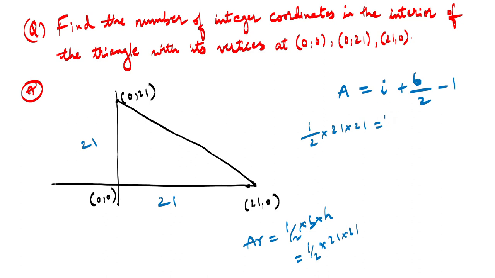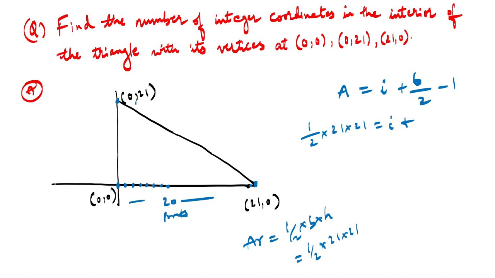This will be equal to, I is what we have to calculate. So I plus, what is B? B is the number of lattice points on the boundary of the polygon. What is the boundary? This is the boundary, right? From here to here, from here to here, from here to here. So what are the lattice points on the boundary? Here, let us ignore the 0,0 point. Now this will be 1,0, 2,0, 3,0, 4,0, 5,0, and so on till 21,0. If we ignore 0,0, there will be 20 points on this boundary.